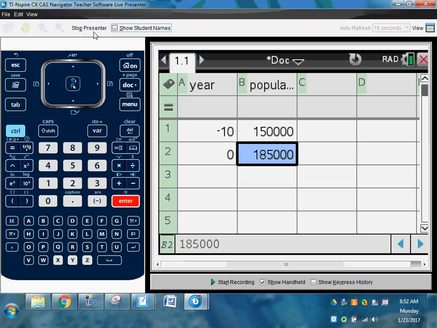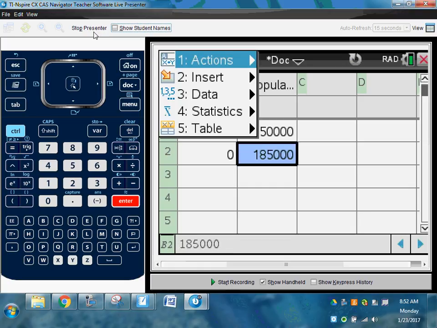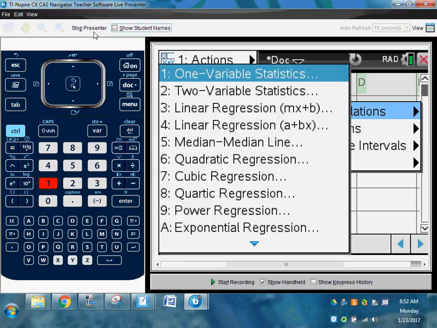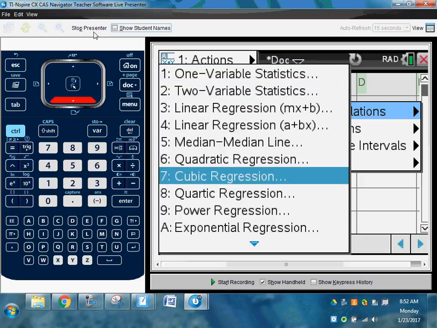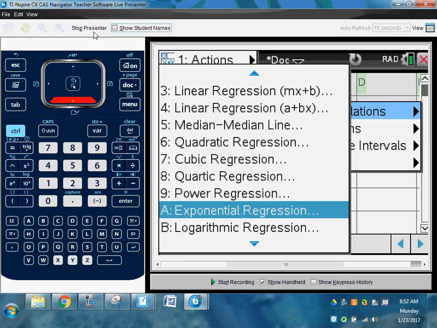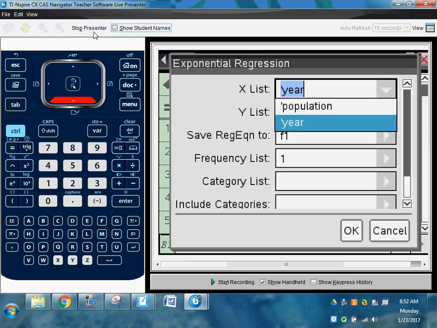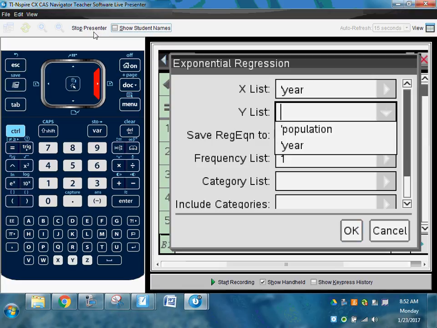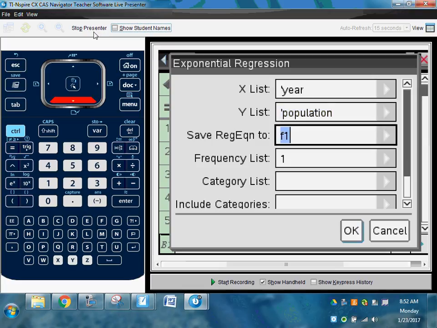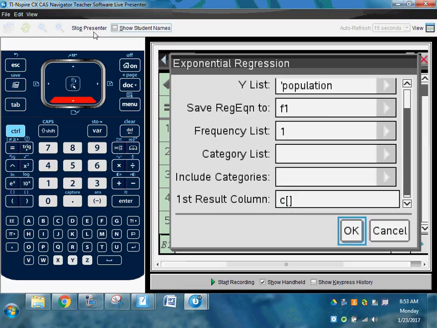What would we do to take our regression? Go 4, 1. Now we're going to choose an exponential regression. Adjust our criteria. The X's are the years. Population's the Y. It'll store it. Terrific.